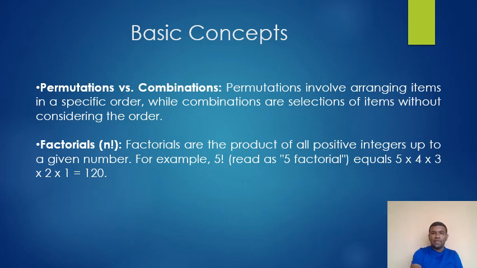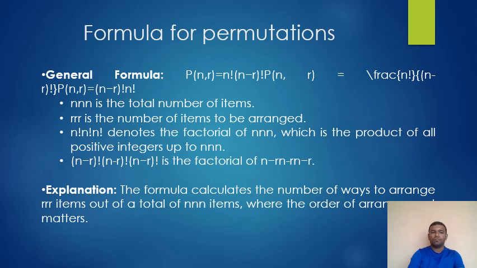Now, let us look at the next slide. What is the general formula for permutations? Here, the general formula is P(n, r) equals n factorial divided by (n minus r) factorial. Here, n is the number of total items, r is the number of items to be arranged, n factorial denotes the factorial of n, which is the product of all positive integers up to n. (n minus r) factorial is the factorial of the value which we get by subtracting r from n.